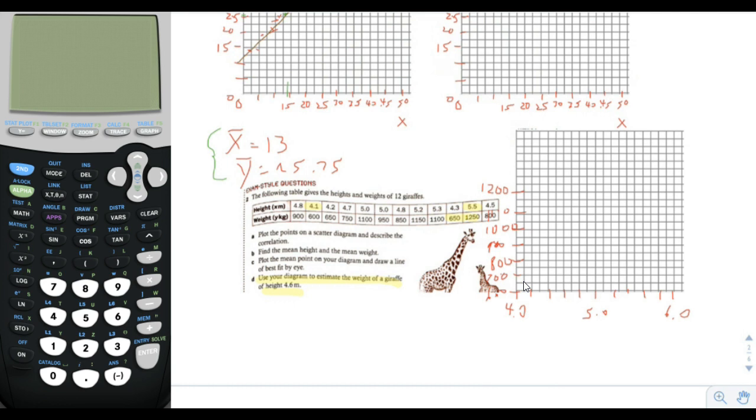Plot the points on the scatter diagram, describe the correlation. Okay, so let's plot the points first. So the first point we're going to plot is 4.8, 900. 4.1, 600. I'm going to use a different color, maybe I'll just use this kind of pen.